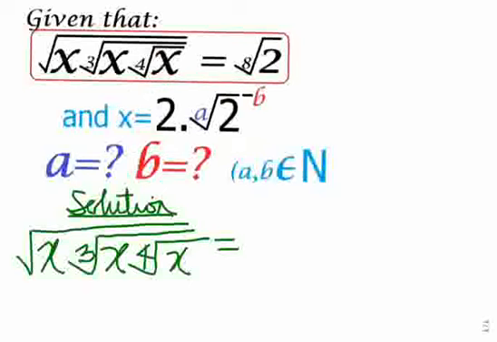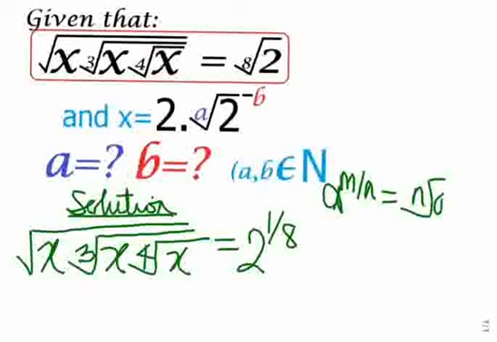The first thing I'm going to do is to obey the rule of indices, changing this 8th root of 2 to 2 raised to power 1 over 8. Now remember that a raised to power m over n is equal to what? The nth root of a all raised to power m. So that's the rule I obeyed in changing this to 2 raised to power 1 over 8.